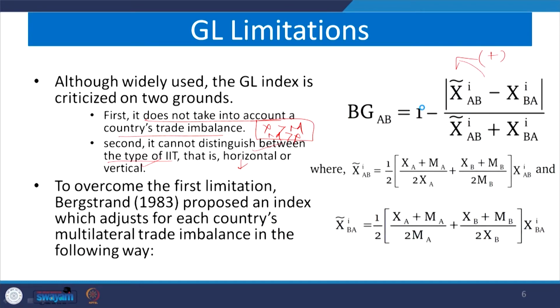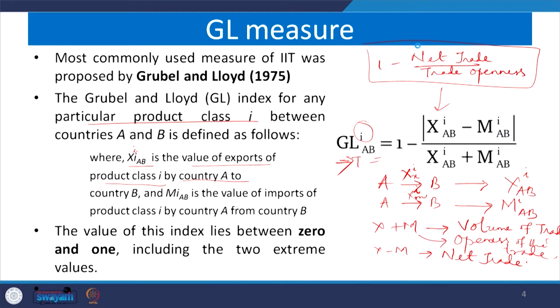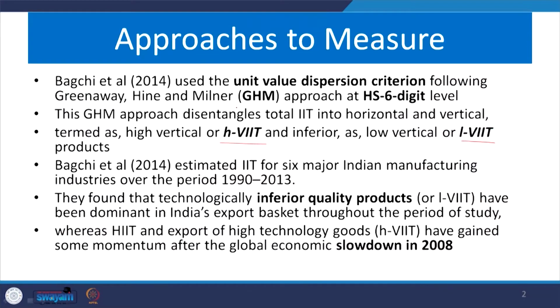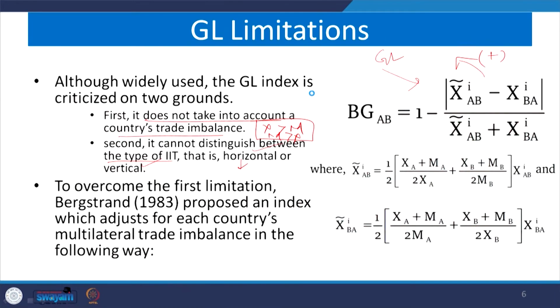So, what does it include? The component seems equal here, like the GL index, the Grubel and Lloyd index. Please also remember one thing: this was initially emphasized by the GHM approach, and later on by Grubel and Lloyd specifically. Now, we are emphasizing the Buxton 1983 paper and another methodology. What does this methodology stand for?